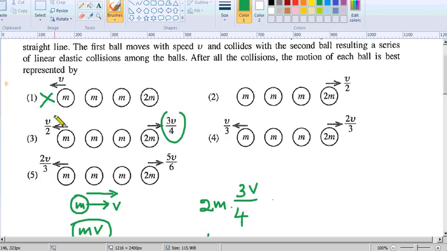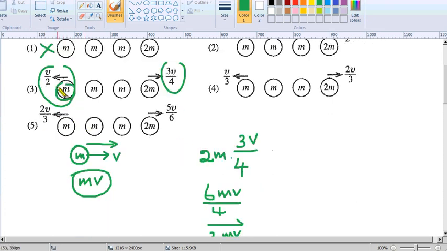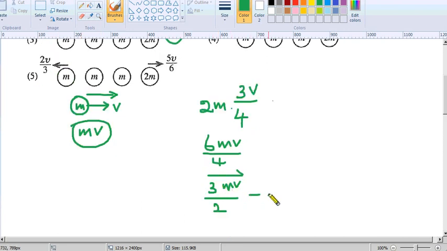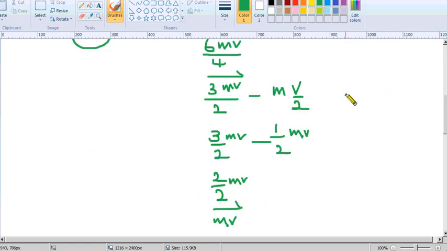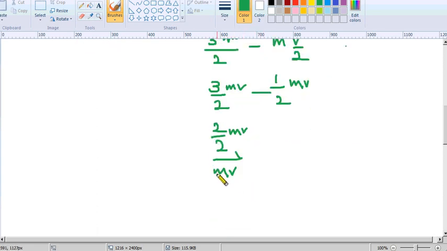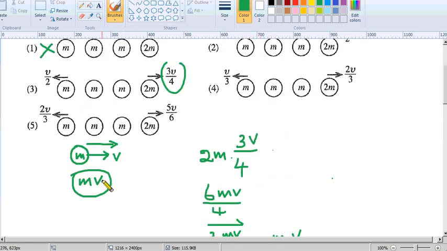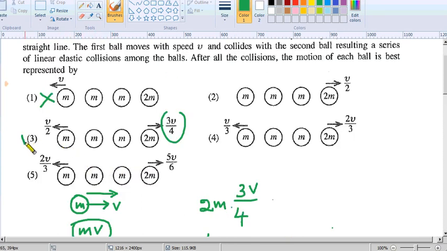Then we have to subtract this value because that is to the left side. The mass is simply m, the velocity is this one. Multiply that by 2 and subtract it from this one, dividing by 2. We simplify, and we get mv to the right side. So that is correct. The initial momentum was mv to the right side, so this answer is correct regarding momentum.